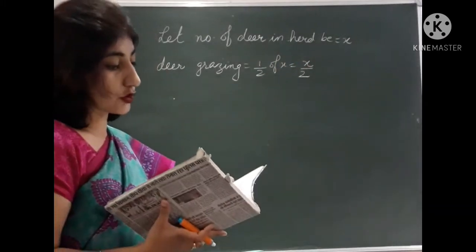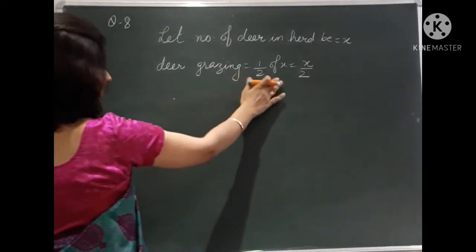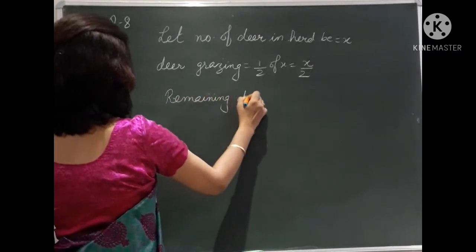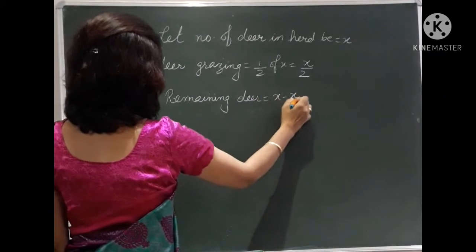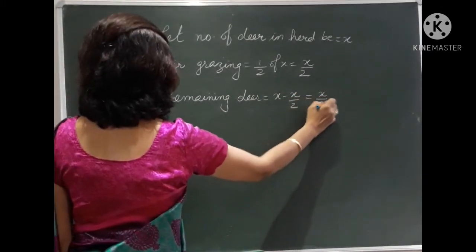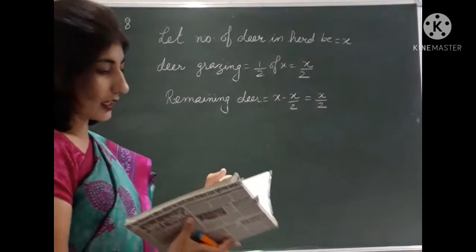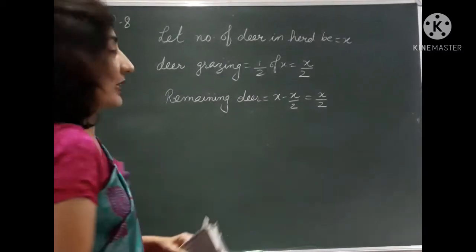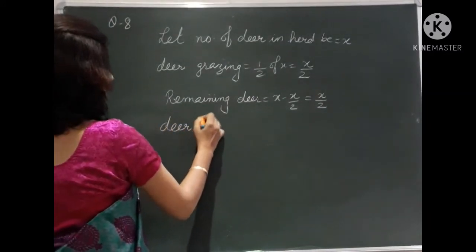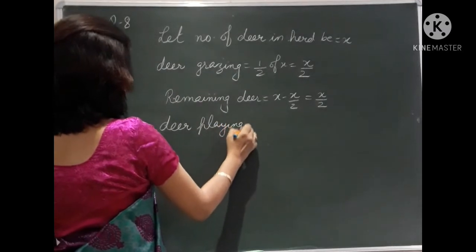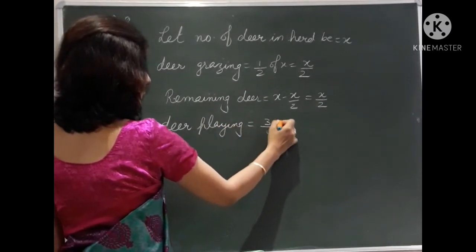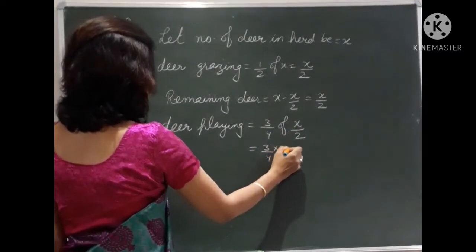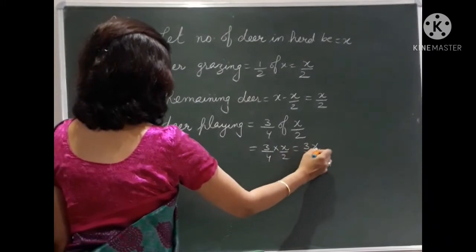Then next is 3/4 of the remaining. Deer grazing are x by 2, so remaining are how many? Remaining deer equal to x minus x by 2, which is equal to x by 2. Now 3/4 of the remaining are playing nearby. So deer playing equals to 3/4 of remaining. Remaining means x by 2. That is 3 by 4 into x by 2, which is equal to 3x by 8.